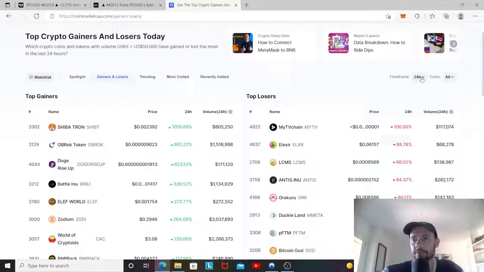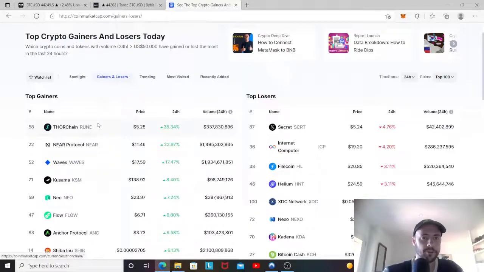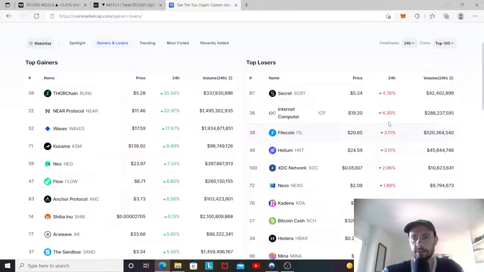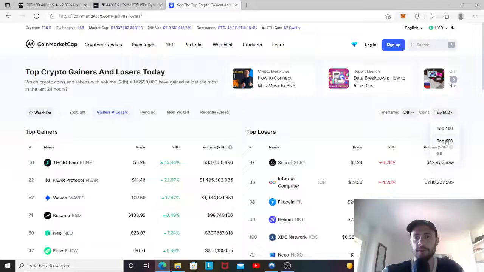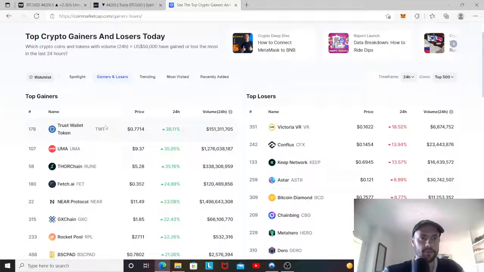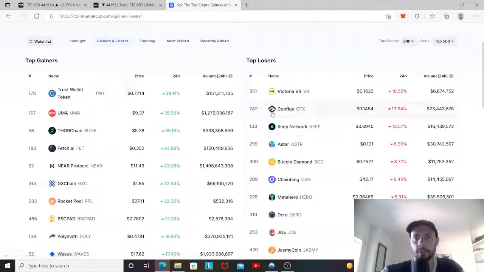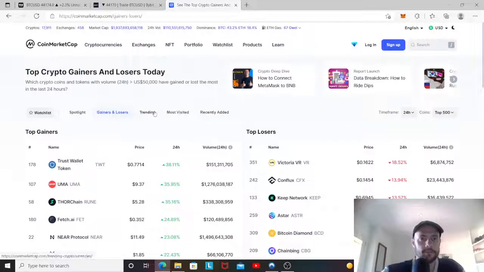And then maybe you don't want all these coins that are just nothing really, just these tiny coins. Maybe you want to just look at the biggest gainers and losers in the top 100. So you can do that. All right, so we got Rune, 35% up today. Near, Waves, and then down. You can see the biggest losers. A lot of stuff doing good today. You can look at the top 500. We've got Trust Wallet token, UMA. So that's a pretty cool tool.